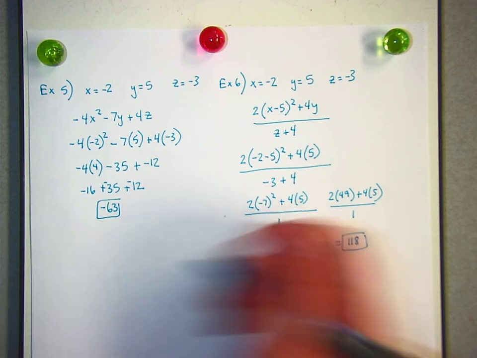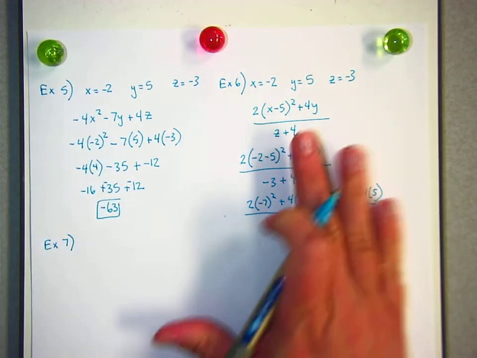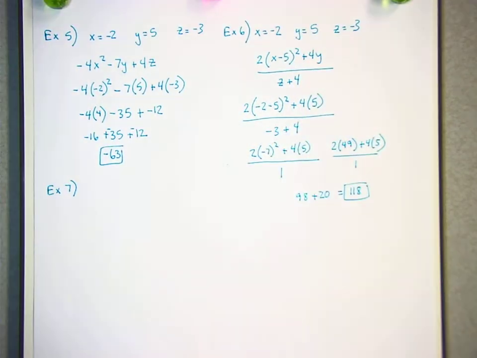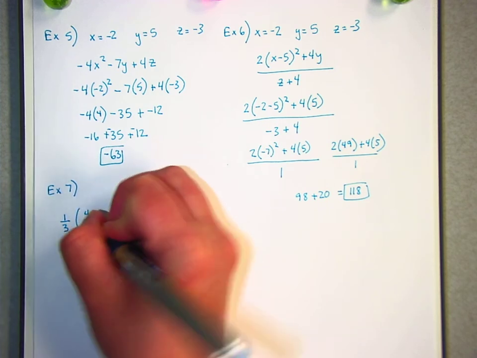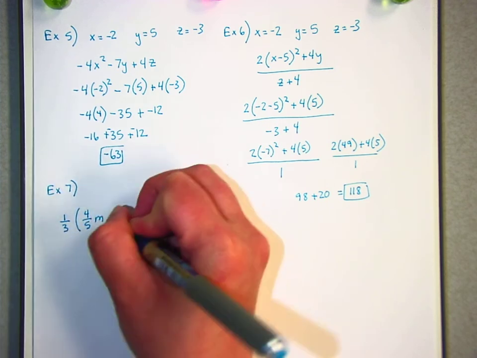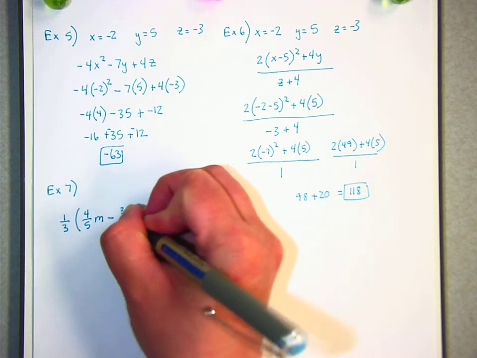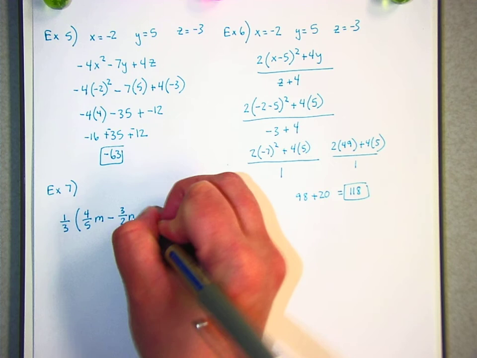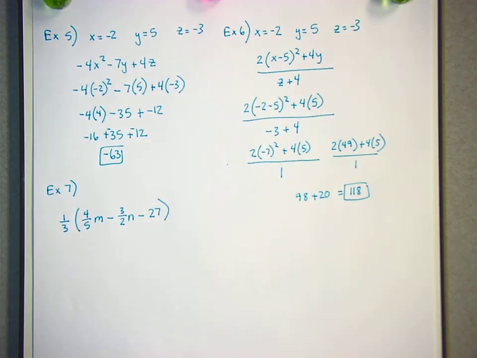Did you get it right? Hope you did. We only have one more example left. The reason I put it on here is because it has to do with not only the distribution property, which is something we should probably talk about, but also with fractions and multiplying them. Write it down. It is 1/3 times, parentheses, 4/5 m minus 3/2 n minus 27.